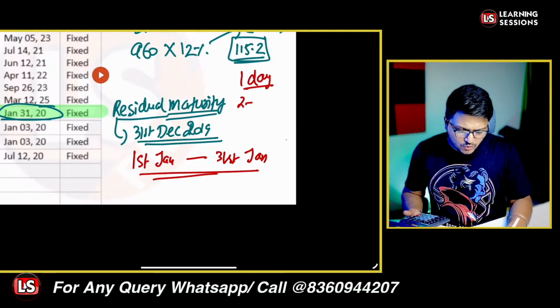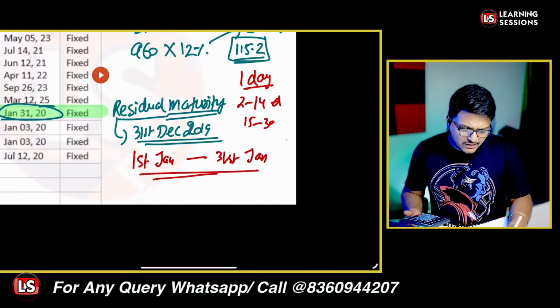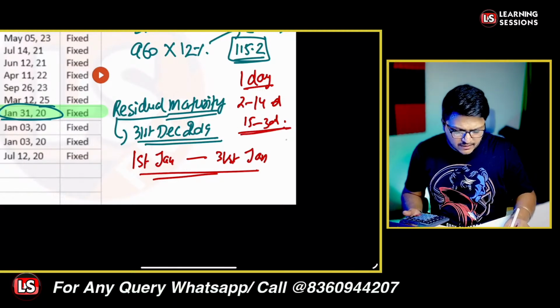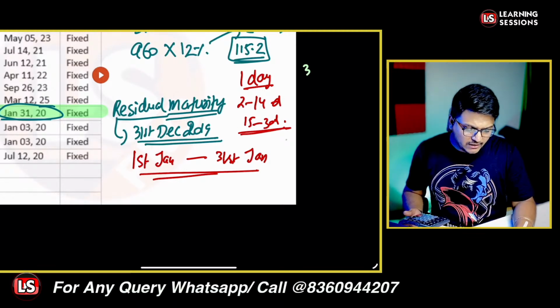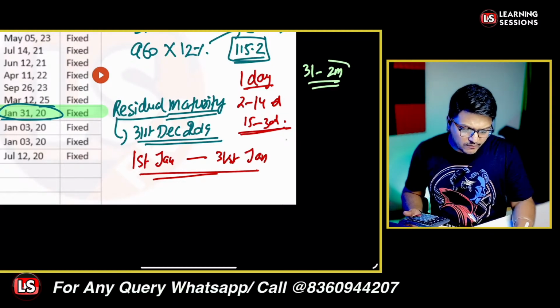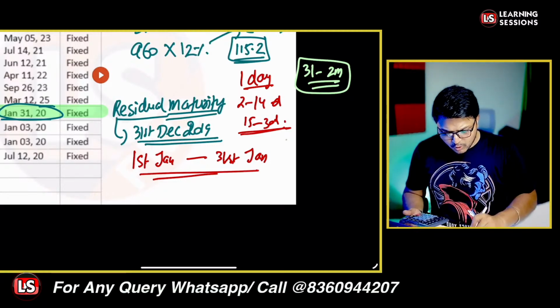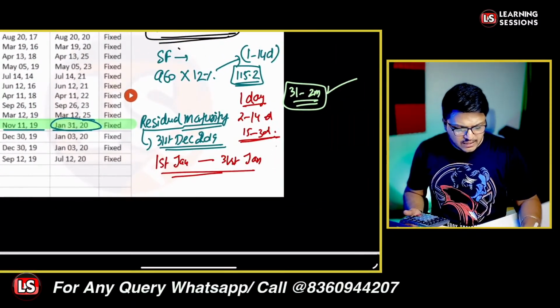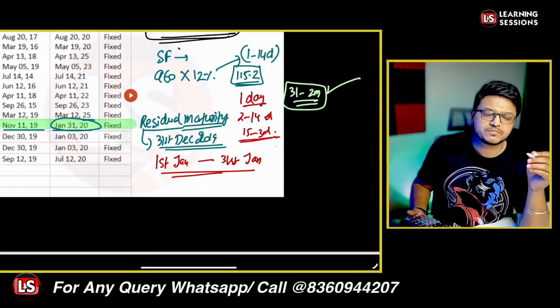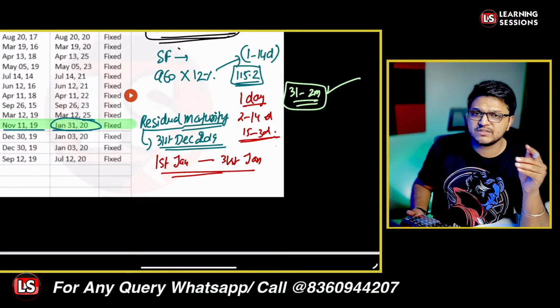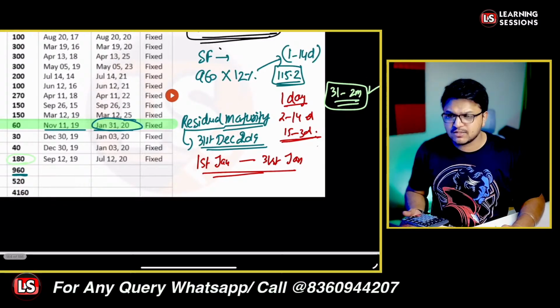And 2 to 14 days was the second bucket. From 15 to 30 days was the third bucket. And further it was 31 days to 2 months, which was another bucket. This interbank borrowing will be placed in the bucket from 31 days to 2 months over there. Is this particular part clear to you? Is this question clear to you?